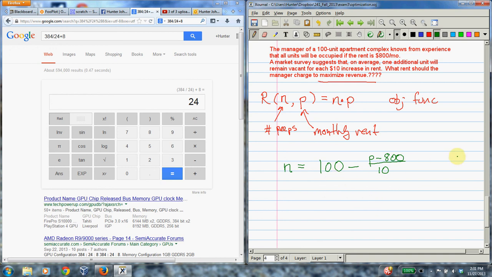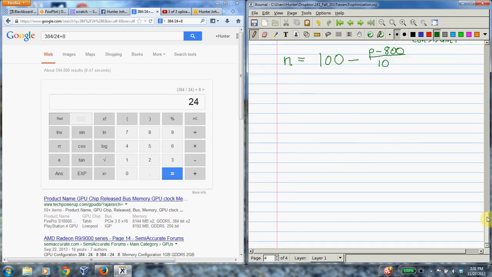So just like normal, we use the constraint equation to rewrite the revenue function as a function of a single variable.